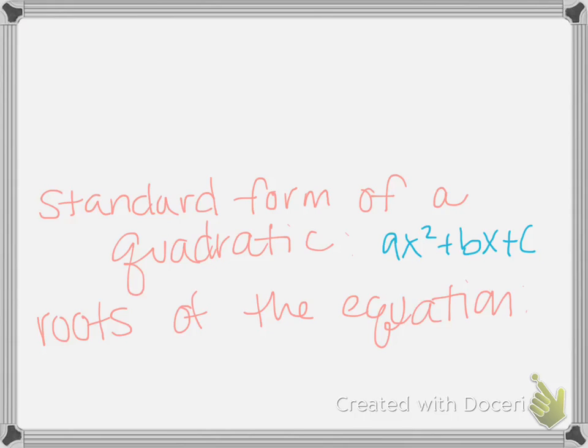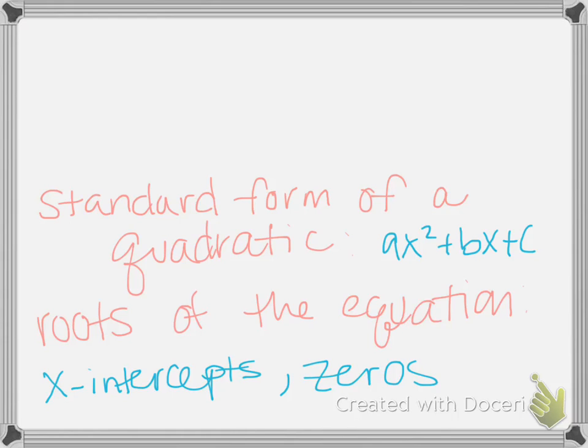Okay, and when we're trying to find the roots of the equation, that's when we're going to find the x-intercepts. It's also called finding the zeros. So in this situation, we're trying to find where it crosses the x-axis.